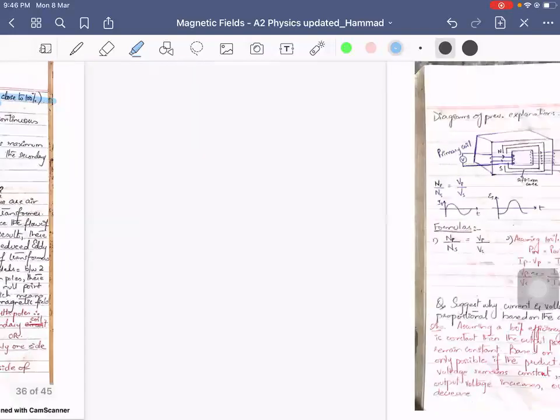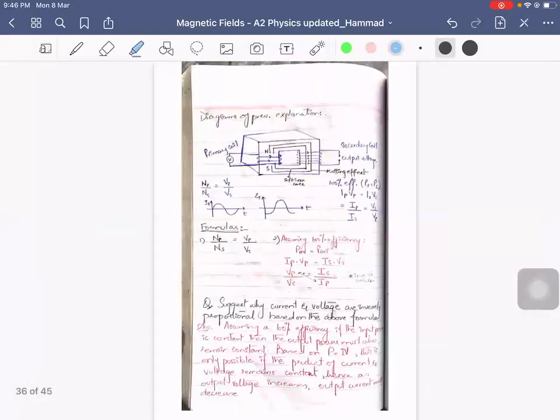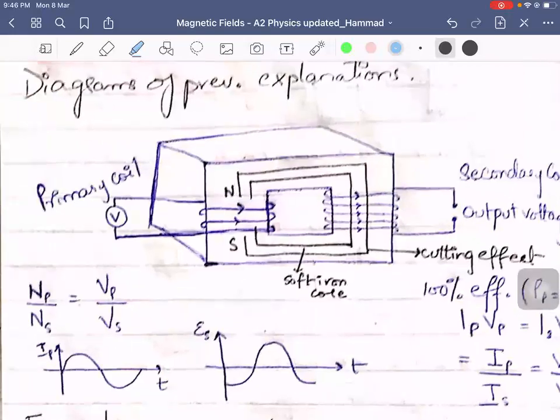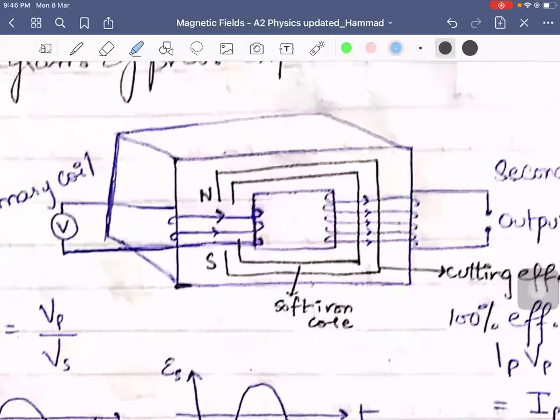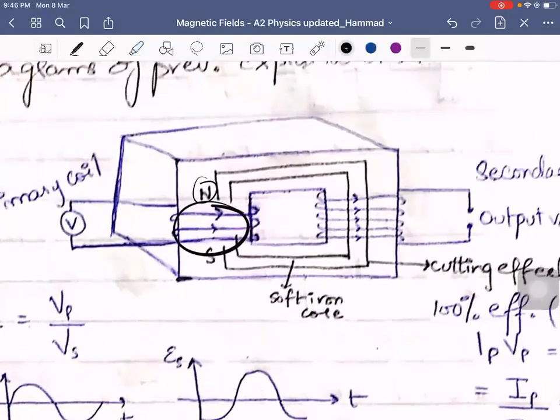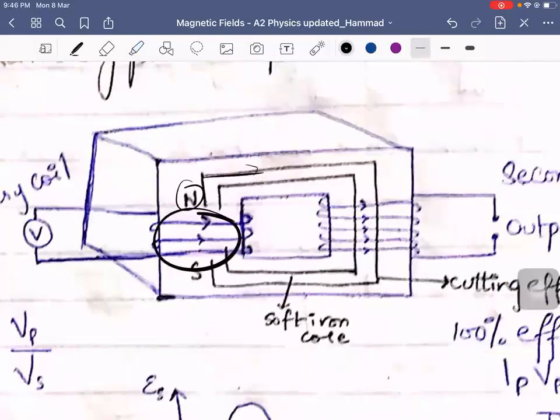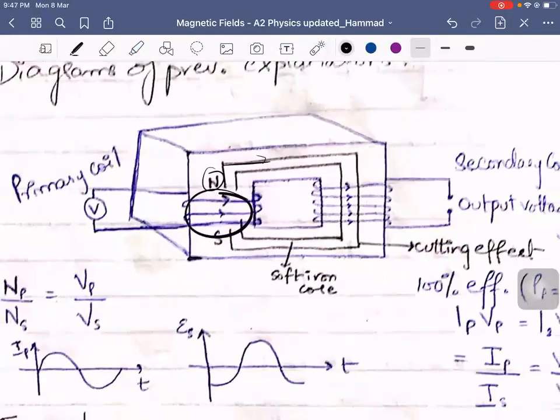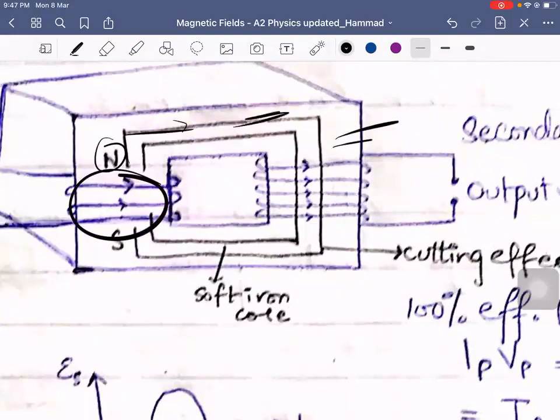Basically, all the field lines, if you use Fleming's right hand grip rule, when the current was flowing in this direction, your thumb points in the north direction, meaning to say a north is induced here. Right. These field lines always emerge from the north and they will start cutting the secondary coil. These field lines are all concentrated because of soft iron.